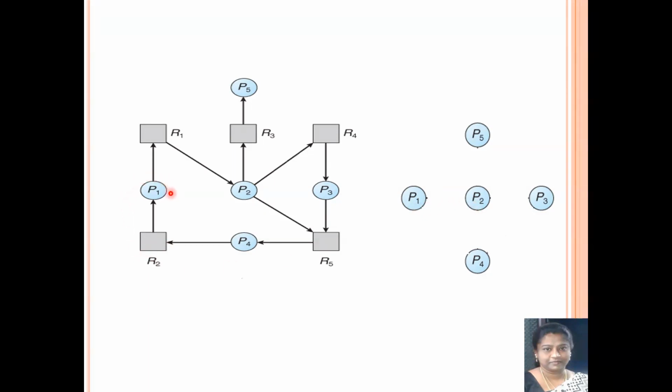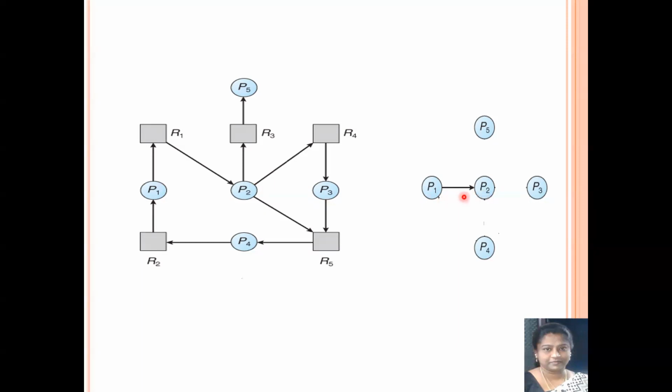With respect to P1, what is P1 waiting for? P1 is actually requesting R1. This R1 is being held by whom? R1 is being held by P2. Therefore, we are going to draw the wait for graph by drawing an edge between P1 and P2. That is, my wait for graph now becomes like this. What does this mean? This arrow from P1 to P2 means P1 is requesting a resource which is being held by P2.